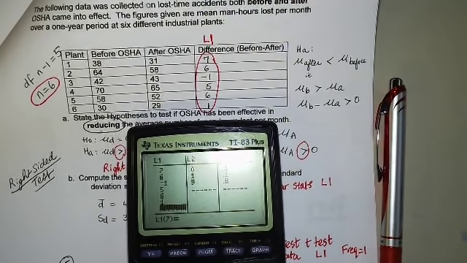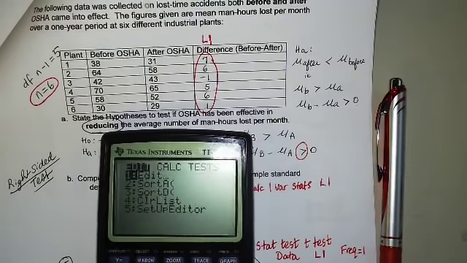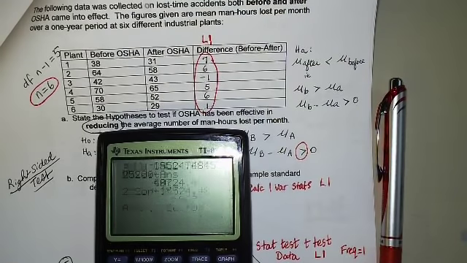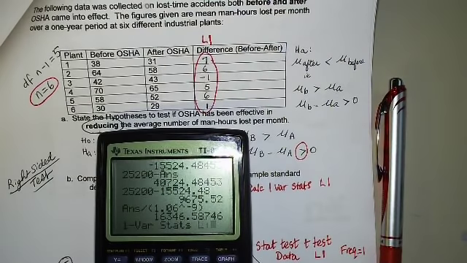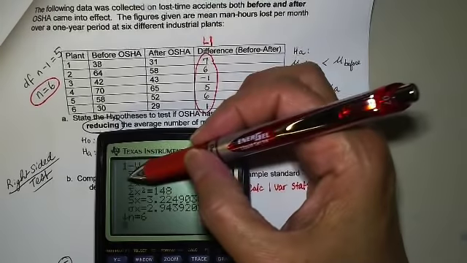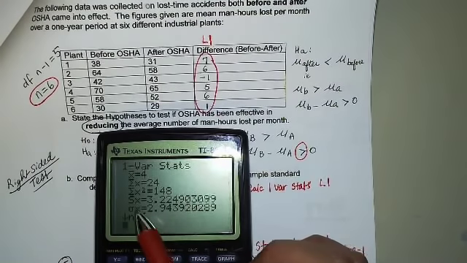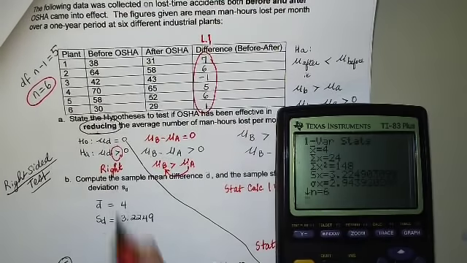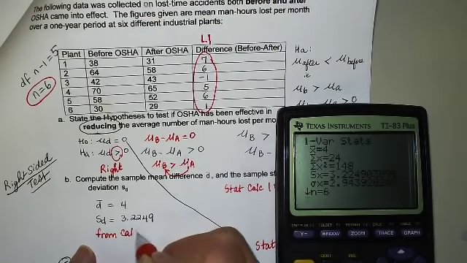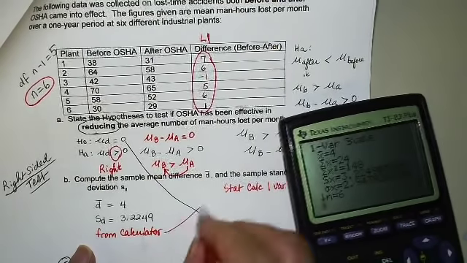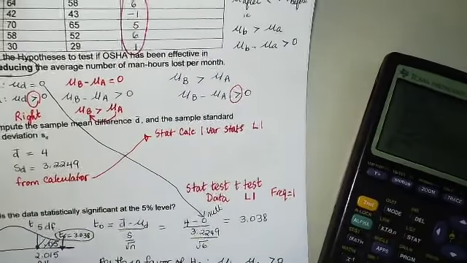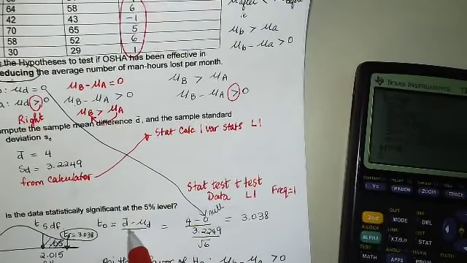Stat, edit. Let me clean out my L1 and put this data in: 7, 6, -1, 5, 6, 1. So stat, calc, one variable statistics on L1. So I got my x bar equals 4 and s equals 3.2249. That's what these numbers are coming from.